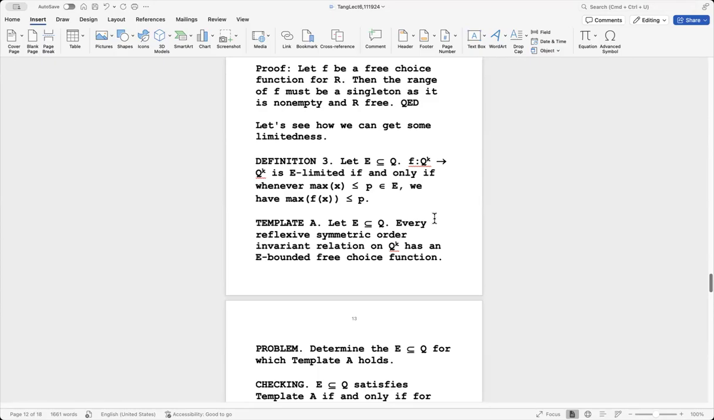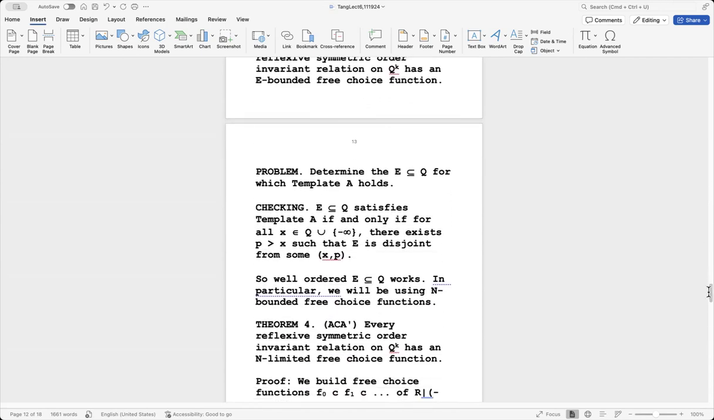And so now we have a template. Suppose E is a set of rationals. Every reflexive symmetric order invariant relation on Q^k has an E-limited free choice function. We want to know when this is true and when this is false, depending on what E is. And I think I've solved this problem. It does need some more checking.